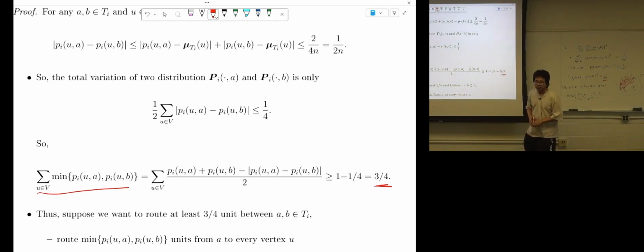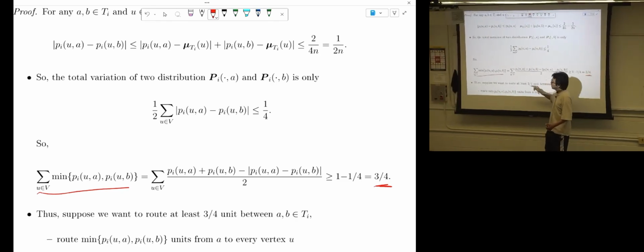Can you explain how we go from the first sum to the second? This one? Yeah. From this to this? Okay.